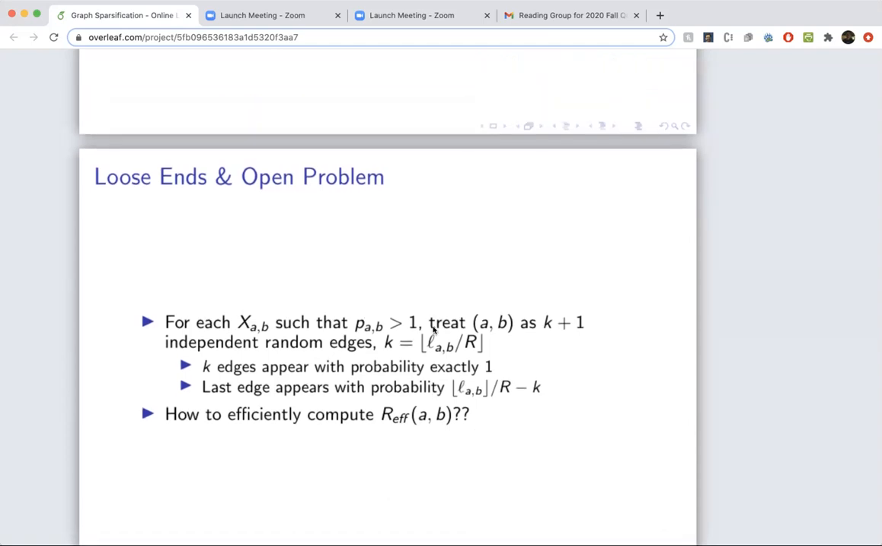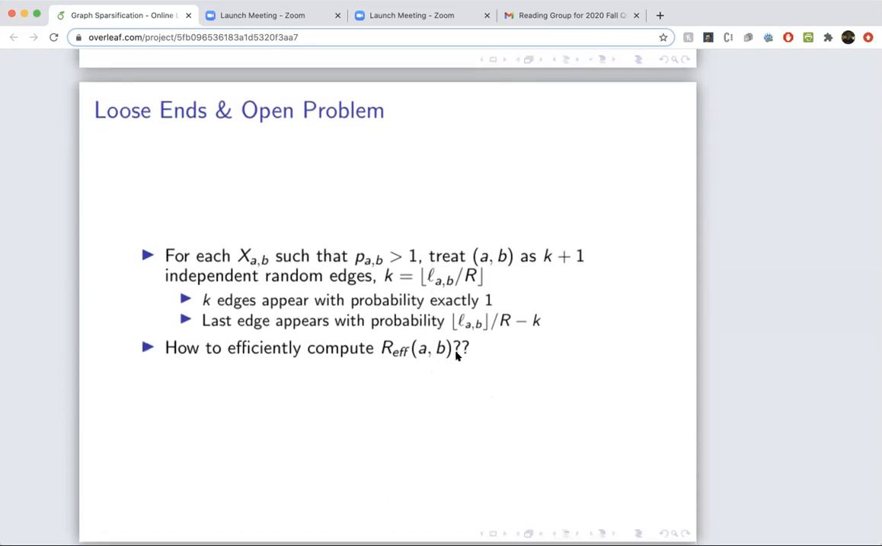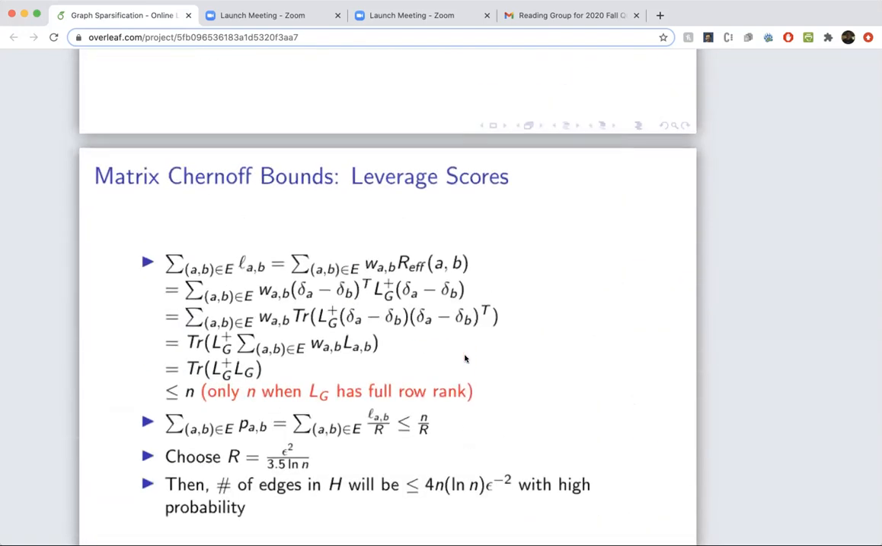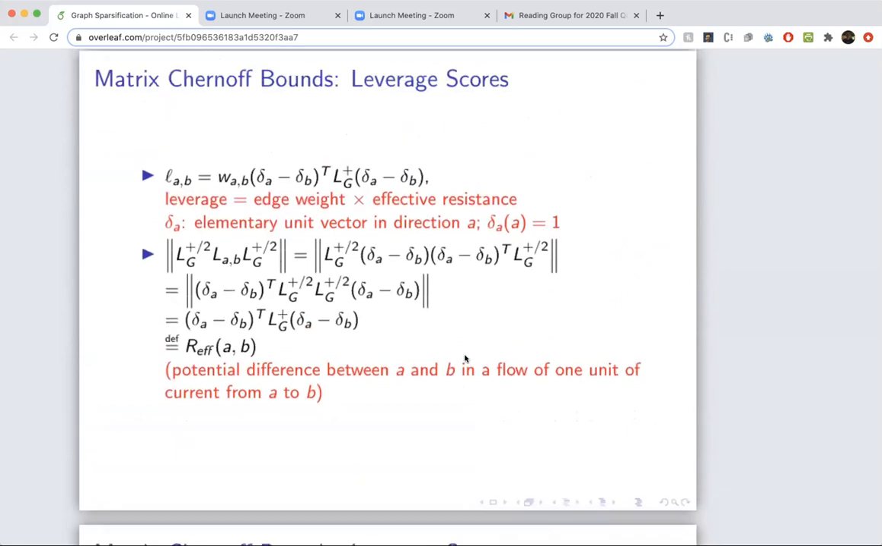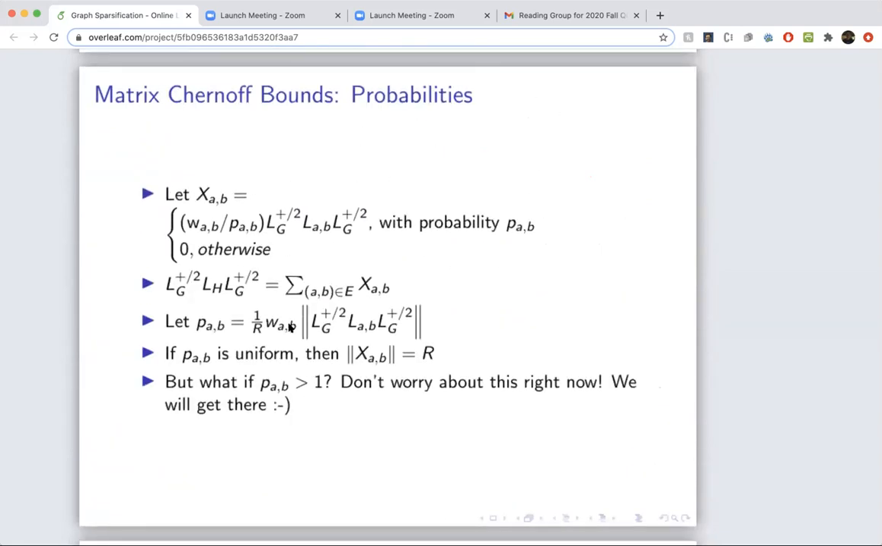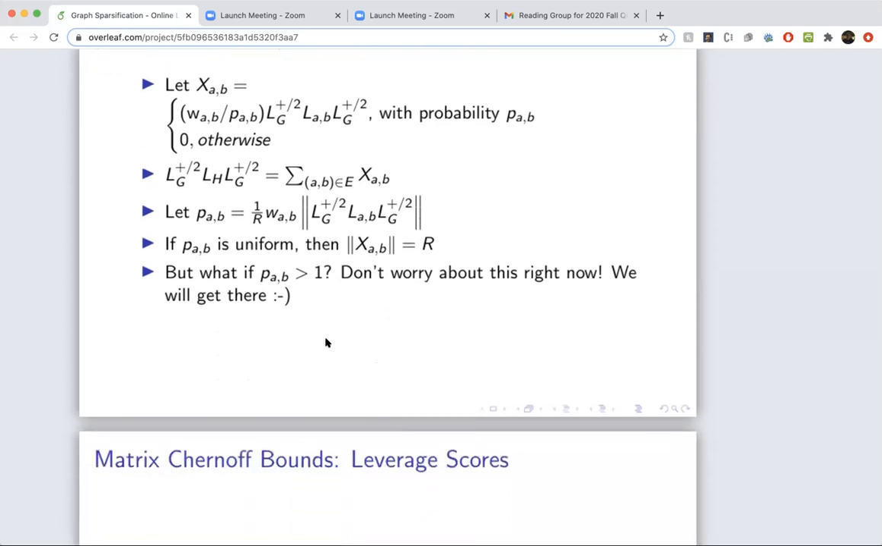And so that leaves the open question of how we efficiently compute the effective resistance between the nodes A and B. This is because this probability term here depends on the effective resistance between A and B. We have R, some fixed value. We have the edge weight between A and B. And this term here is the resistance. So if we can efficiently compute the effective resistance, then we can use random construction of the sparsified graph H with the probabilities that guarantee that the Laplacian of H is going to be spectrally similar to the Laplacian of G.